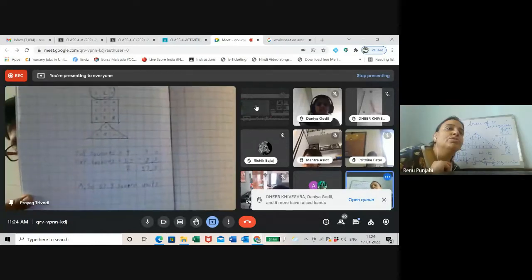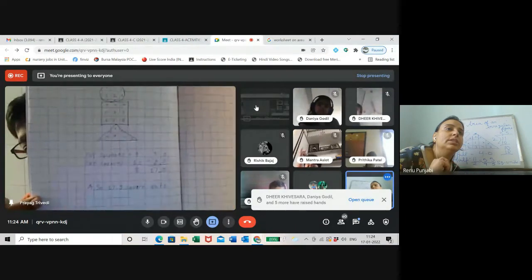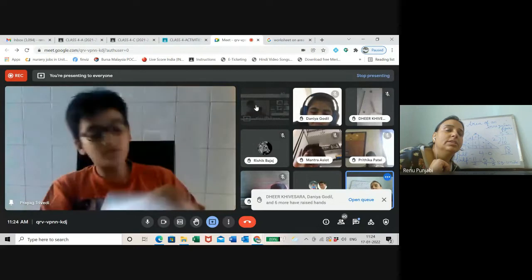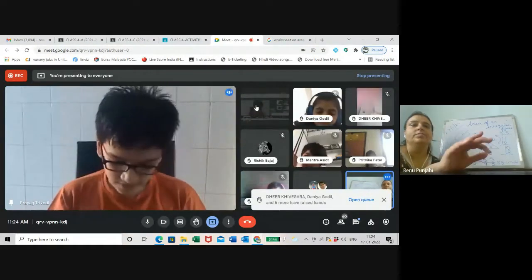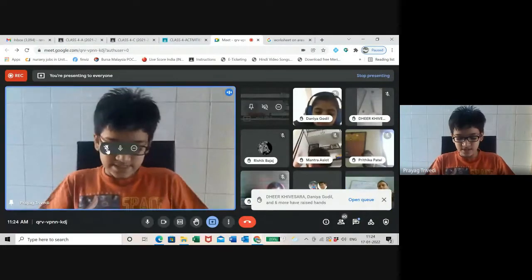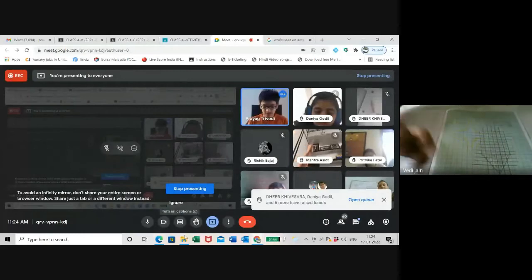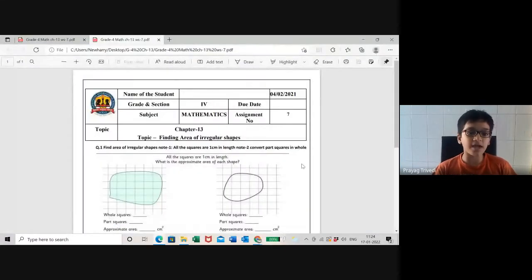There are many full squares. Then 1, 2, 1, 2, 3. There are a lot of full squares in this, aren't there? No, ma'am, there are only 9 full squares. Then half squares are 17, so I divided it by 2. So it's 8.5. Then I added it with 9.0. The answer is coming 17.5.